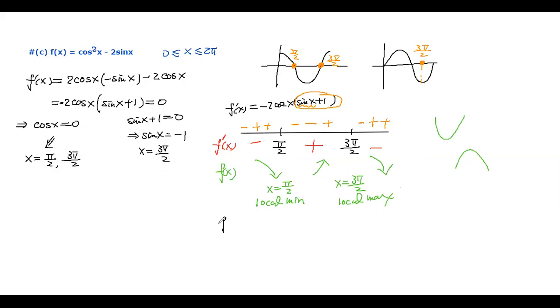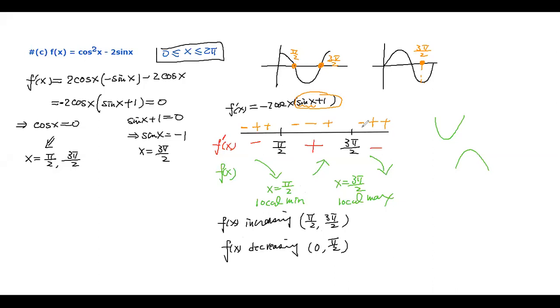Okay, so now let's try to write it. So we know f of x is increasing from where to where? From pi over 2 to 3 pi over 2. Then f of x is decreasing from where? From 0 to pi over 2. And because in here we specifically defined these functions from 0 to 2 pi, decreasing is also here, right? So it's from 3 pi over 2 to 2 pi.